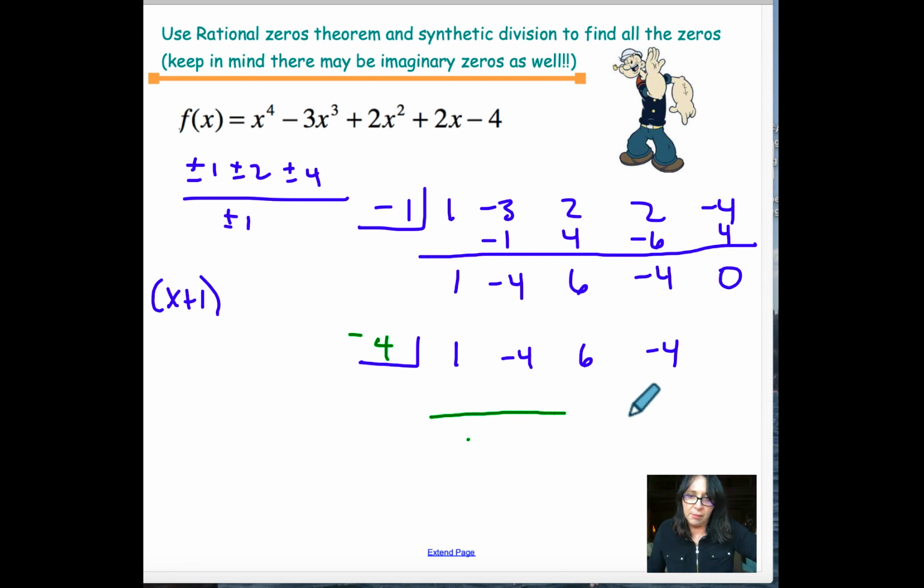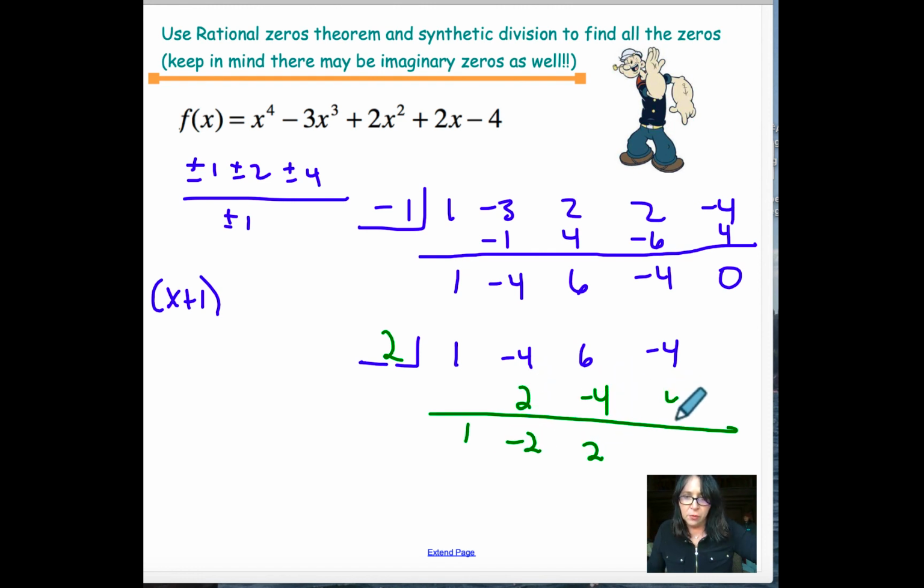And if these don't work, I'm trying some 2s again. 1, I get negative 4. That's a 0. Negative 4, 6 minus 4 is 2. Okay, so these didn't work. So now I've got to try 2 and negative 2. Trying 2, I get 1, 2, negative 2, negative 4, 2, 4, and 0. Therefore, now I have another 0 at x minus 2.